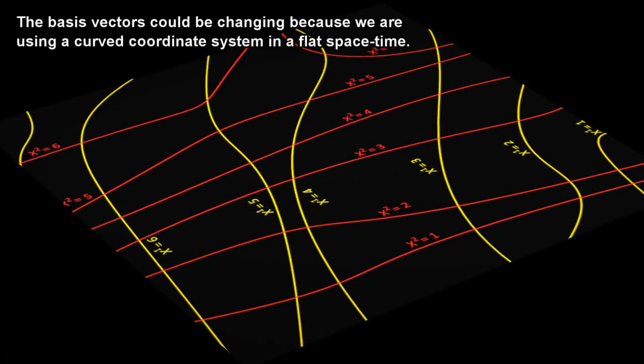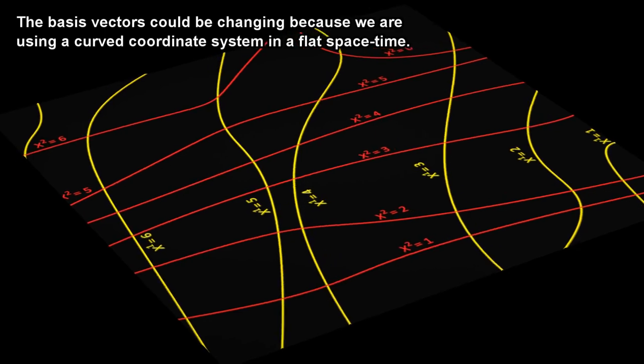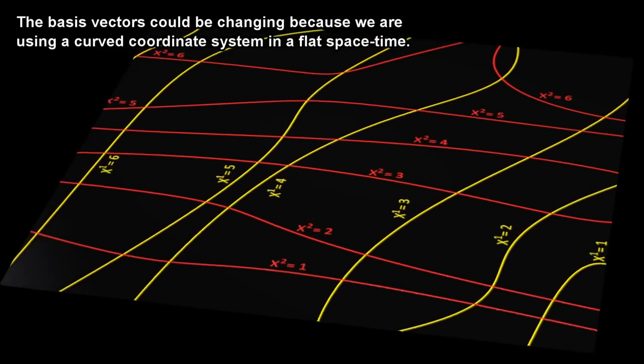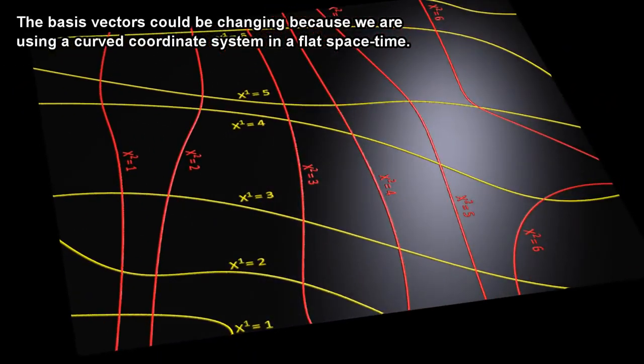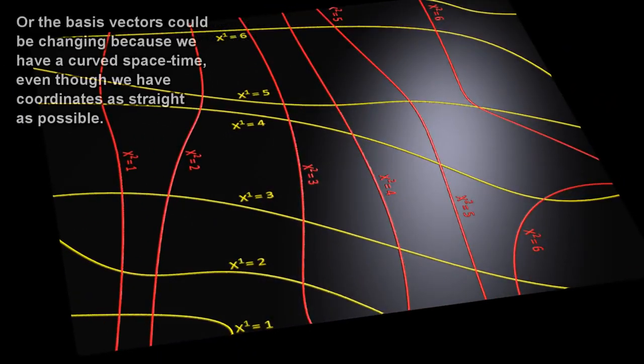The basis vectors could be changing because we are using a curved coordinate system in a flat space-time. Or the basis vectors could be changing because we have a curved space-time, even though we have coordinates as straight as possible.